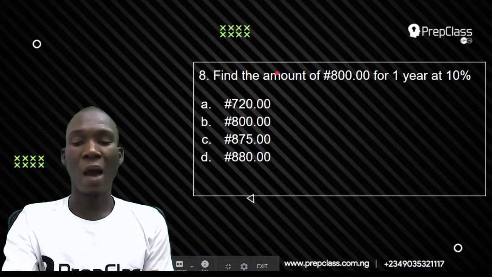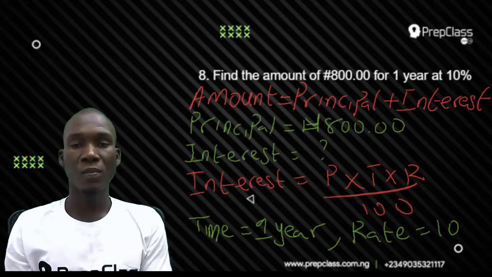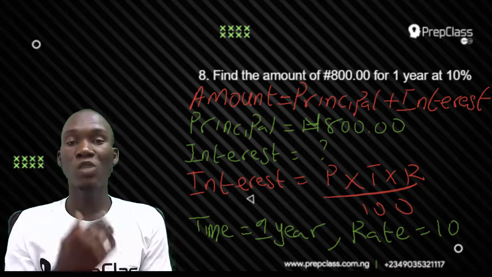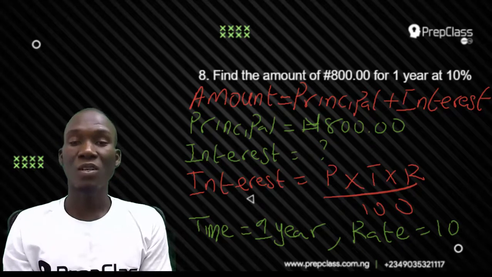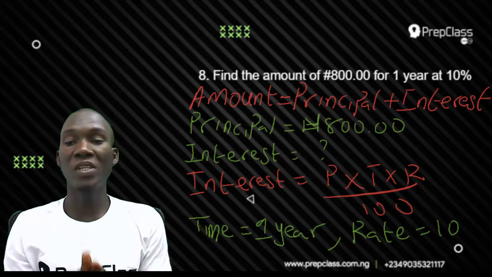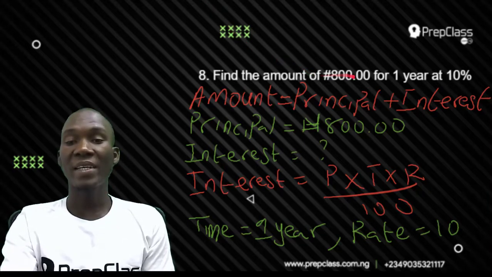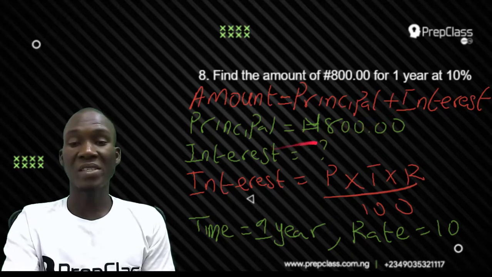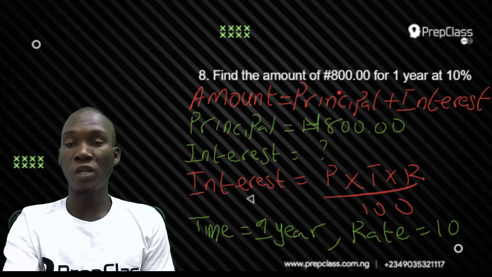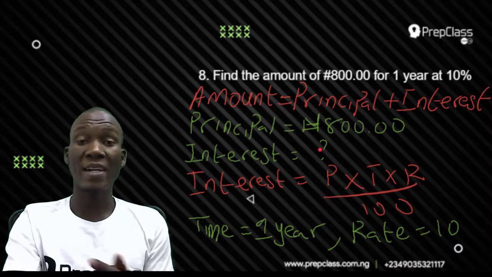What is amount? Amount equals principal plus interest. That is, principal is the money you save. Interest is the money you earned after saving. So therefore, amount equals principal plus interest. Now from the question, principal is 800 naira. So that's why we have 800 naira here. Interest is unknown. We don't know the interest from the question. So what do we do? We need to find the interest so that we can get the amount. We already know the principal, so we need to find the interest.